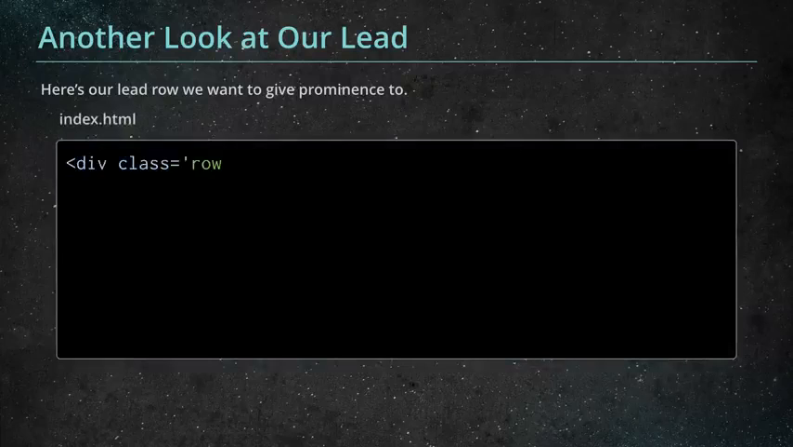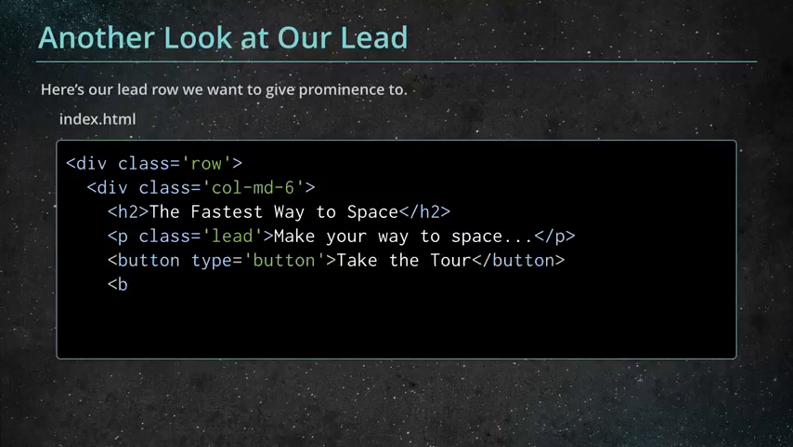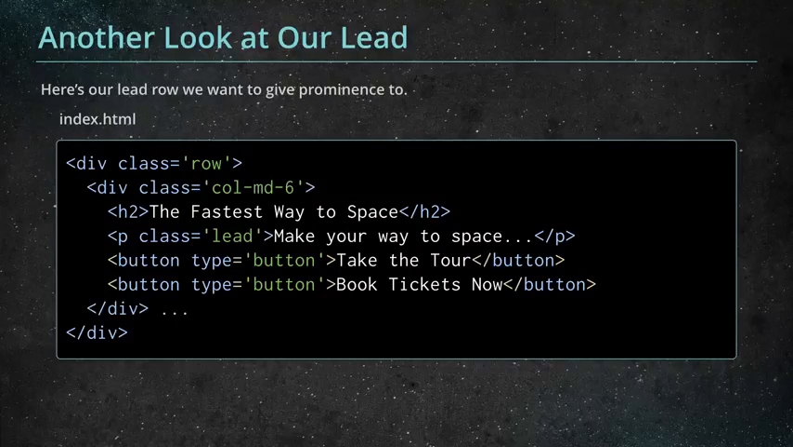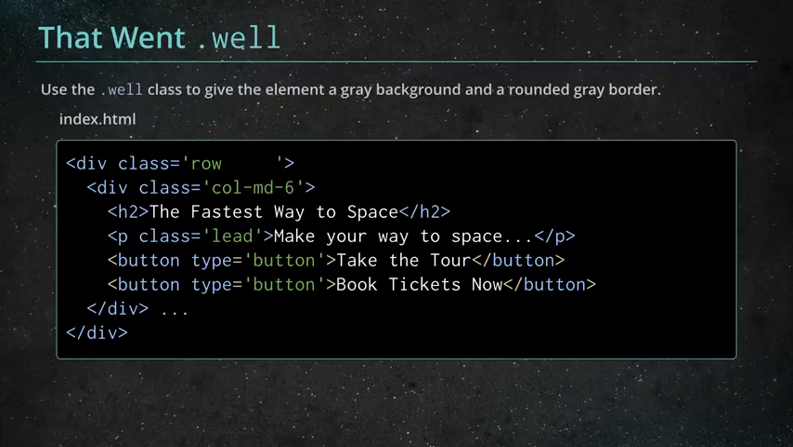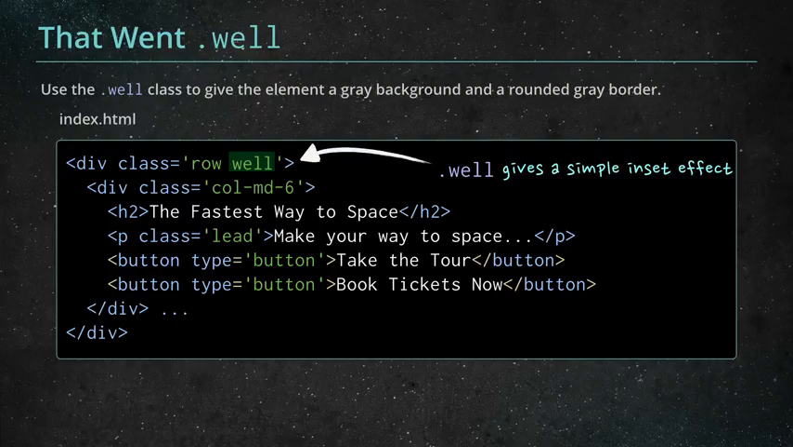Here's the section of our page that we'll be looking at. This row contains a header, our lead text, the buttons, and that image that only shows up for those larger screens. This entire row could stand out quite a bit more though. One way to make this stand out more is to use Bootstrap's Well class, which will give it a nice inset effect to the entire element row.